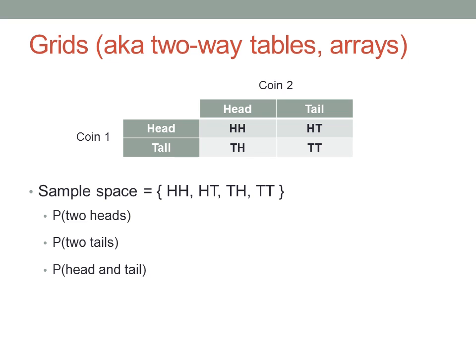What are the theoretical probabilities of each of these outcomes? Well, there are four outcome cells in my grid, and only one of them has two heads. So the probability of tossing two heads is 1 in 4. There's also one cell with two tails. So the probability of tossing two tails is also 1 in 4. But there are two cells with a head and a tail in them. So the probability of tossing a head and a tail, in either order, is 2 out of 4, or 1/2.